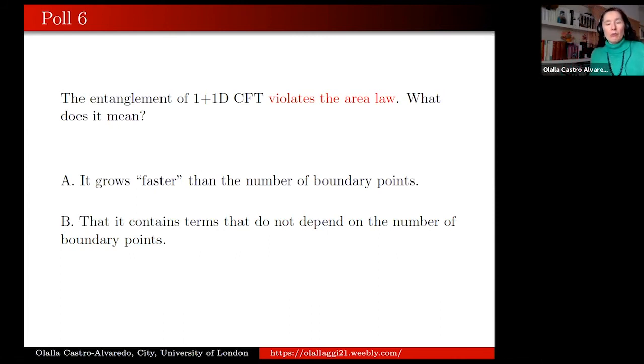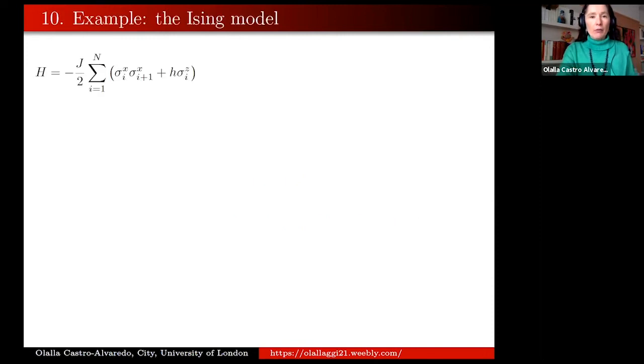But in CFT, what we have is the number of boundary points, but we also have the log of the length of the region. So the entropy grows logarithmically with the length of the region. And that logarithmic growth is what people say violates the area law. In a sense, there is still an area law because there is the number of boundary points in front, but there is another dependence on the length, which makes the entropy grow not just with the number of boundary points. So this is how the violation of the area law is meant. I give you these questions just in case you go away and read things and ask yourself what people mean when they say there is an area law or there is no area law. This is the common way of seeing this.